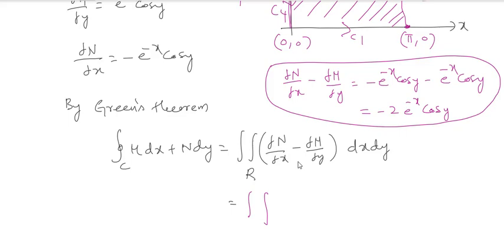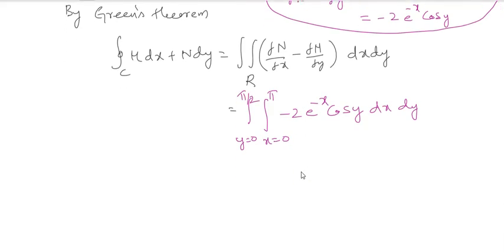So here this is minus 2 e^(-x) cos y dx dy, where x varies from 0 to pi, and y varies from 0 to pi by 2. So it is just a double integral. That's all. If you calculate the double integral for this, that gives your answer. The minus 2 I am taking outside. Initially with respect to x I will do, then I will go with y.